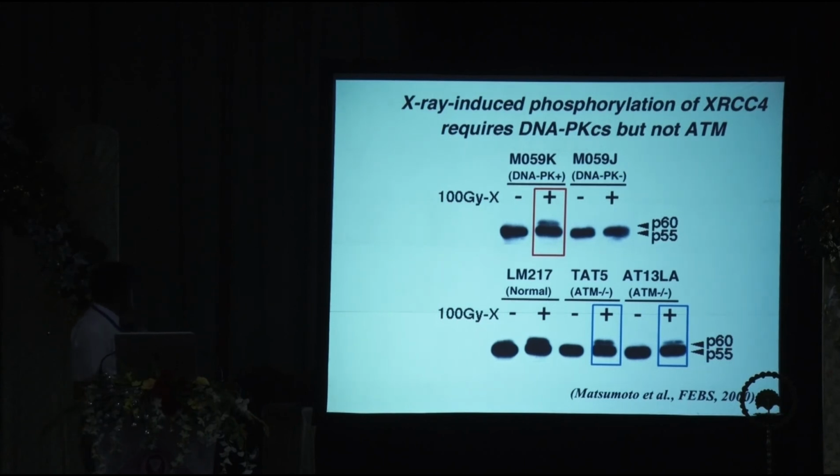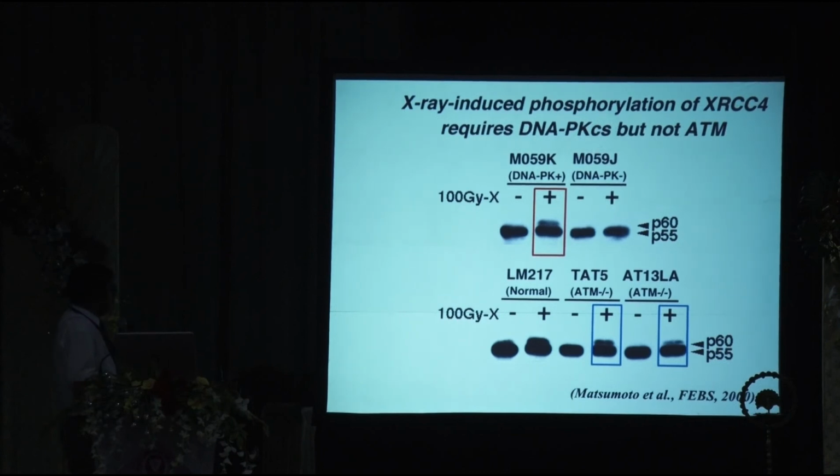Our laboratory has used two kinds of cell lines. One is a DNA-PK deficient cell line, and another is a DNA-PK sufficient cell line. We have seen the phosphorylated form of XRCC4 only in the case of M059K cells. It means that the DNA-PK enzyme is involved in XRCC4 phosphorylation. In the second panel, we have also used ATM deficient cells, and here again we can see a phosphorylated form of XRCC4 in the ATM deficient cell line also.